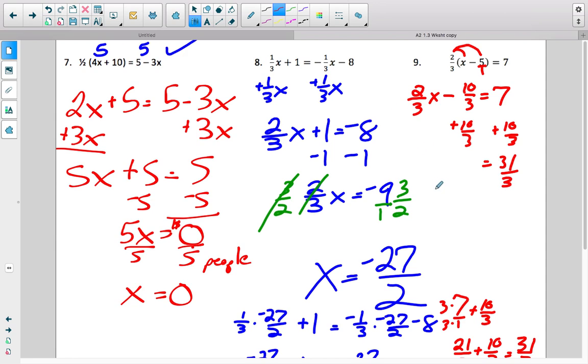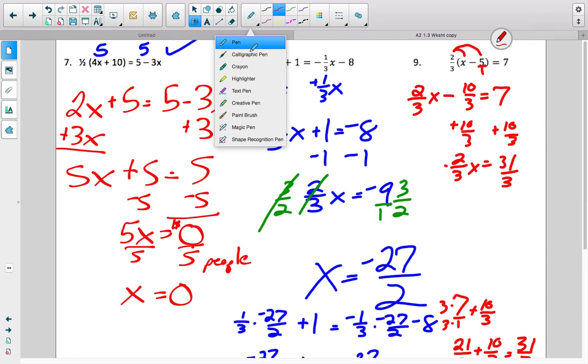Now on the left side I have that 2/3 x. I need to undo multiplying x by 2/3. And you undo multiplying by a fraction with multiplying by that fraction's reciprocal. So I'm going to multiply each side by 3 divided by 2. Red is going to be my only color here, apparently.